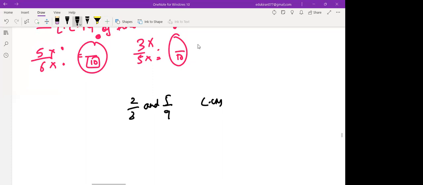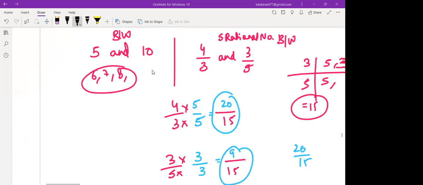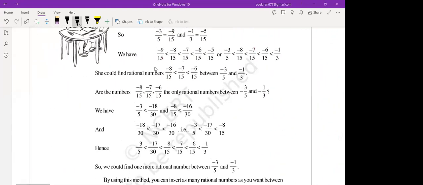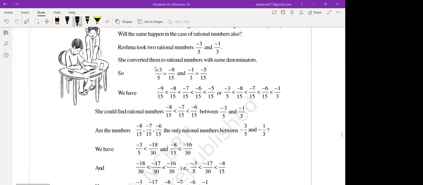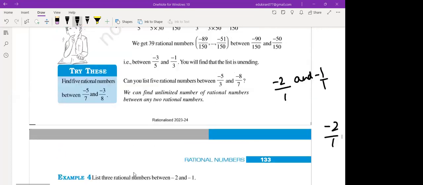Yes, ma'am. Okay. So now you will try doing this question. Find three rational numbers between minus 2 and minus 1. Be careful of minus. Fine.